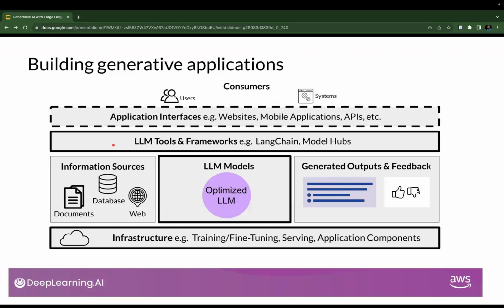On top of it, if you go higher up the stack, you need LLM tools and frameworks like Model Hubs, which give you a lot of existing models, or LangChain, which happens to be the orchestration library. And then finally, there will be a website or some kind of application interface where the users or the consumers are going to connect. It can be a website, it could be APIs, it could be mobile applications. So you see, in the bigger scheme of things, LLM models are quite important, but you will have to think about the other parts of the whole end-to-end deployment and usage of that model.